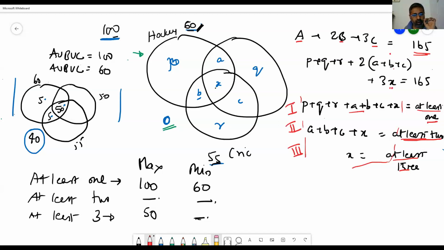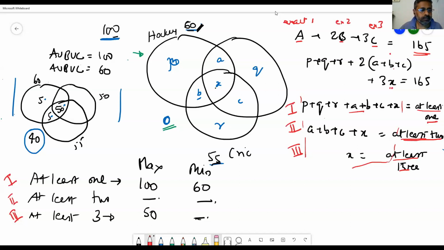You should not get confused between A and the Roman letter 1. A is exactly 1. I'll write this again. So this is at least 1. This is Roman letter 1. This is Roman letter 2. This is Roman letter 3. While A is exactly 1, this is exactly 1, this is exactly 2, and this is exactly 3. I want you to respond if you have understood the difference.